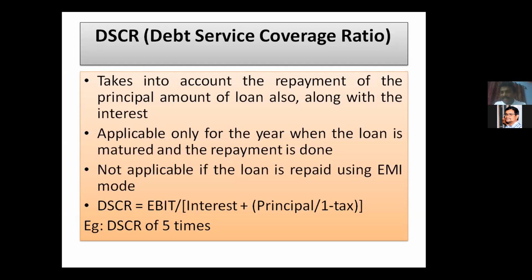So interest is tax exempted, principal is not exempted from the taxes. Hence, there is a difference between the way interest is taken and the principal is taken. The formula goes like this: EBIT upon bracket interest plus sub-bracket principal upon 1 minus tax rate, bracket complete, and the whole bracket complete.